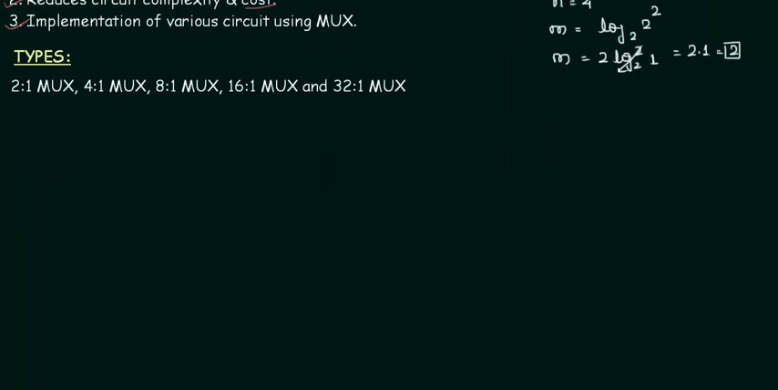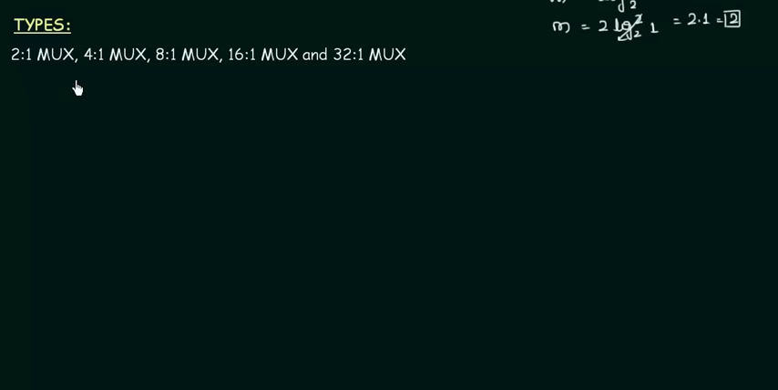Now the next thing that we have to do is the types. What are the different types of multiplexers that we have to cover in this particular subject? It is 2 raised to 1 MUX, 4 raised to 1, 8 raised to 1, 16 raised to 1, 32 raised to 1 MUX. You can see that the output is always 1. This 2 represents the number of input lines and this 1 represents the number of output lines. So the output is always 1, you can see. And I have already told you this thing at the beginning of this lecture.